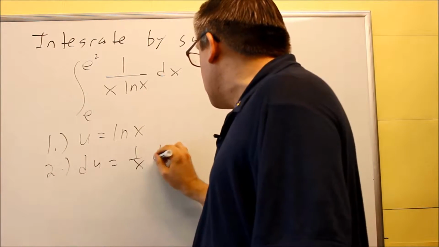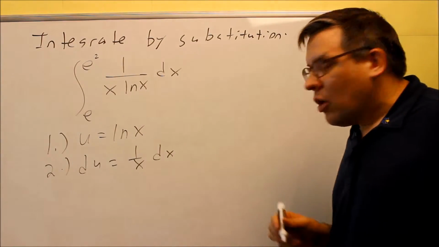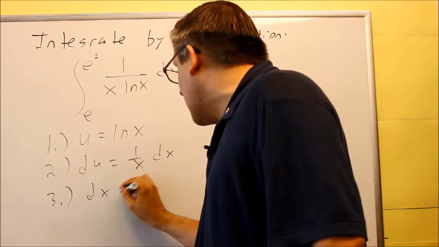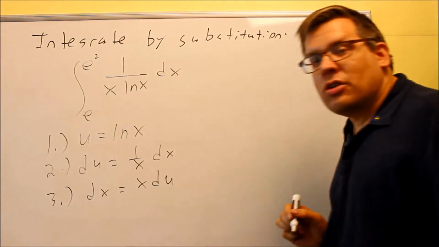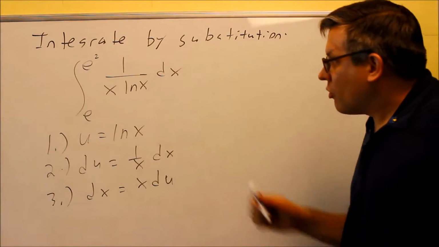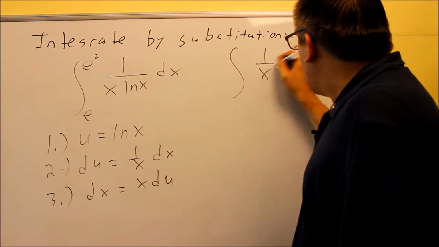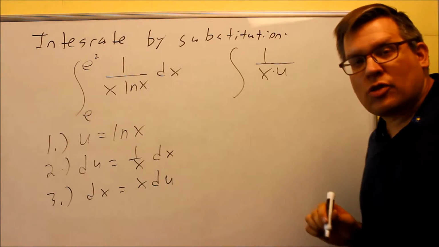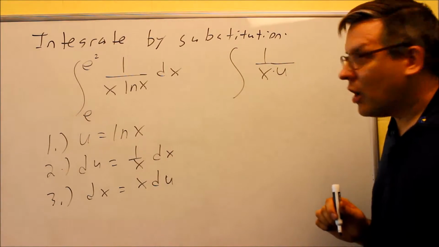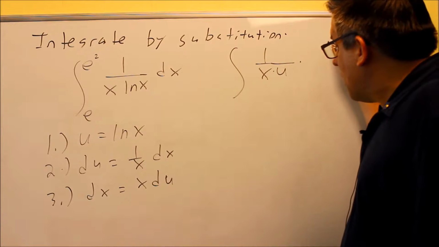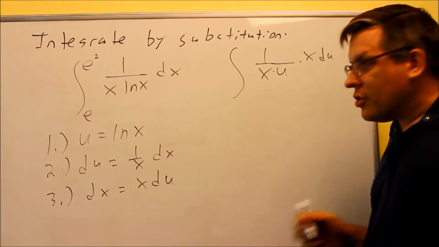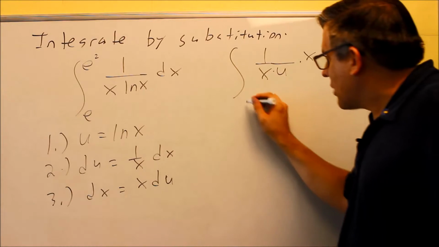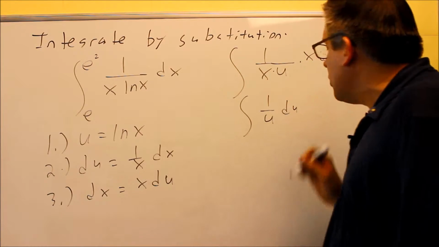When we take the derivative of both sides, you get du is equal to 1 over x dx. So for step 3, when I want to solve for dx, I'm just going to multiply both sides by x, so I get x du is going to be my dx. When I go back to the original problem, I have 1 over x, and ln x is going to turn into a u, because that's our substitution for ln. And then instead of the dx, I'm going to replace it with x times du. So that all goes in here. Because of that, now I can get the x's to cancel out, and I end up with 1 over u du left over.